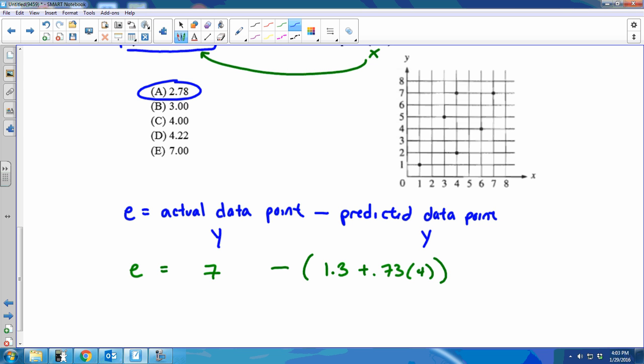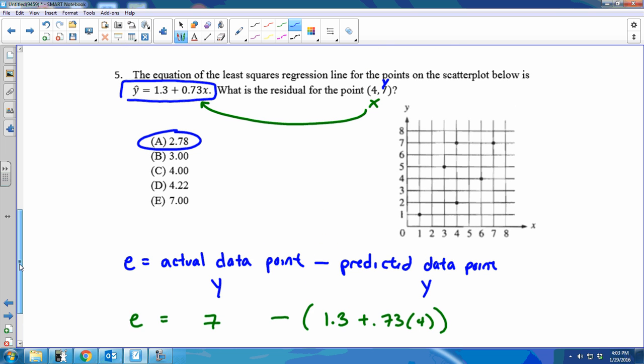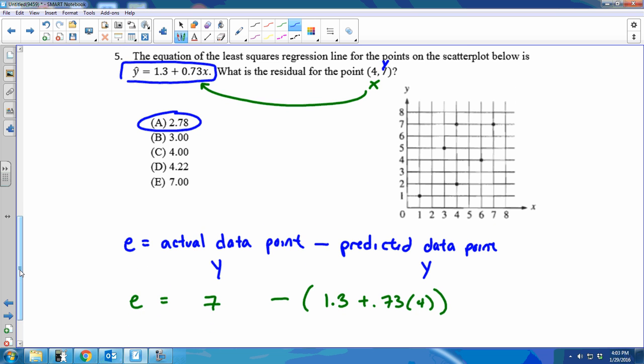So again, a residual is the actual data point that you have minus the predicted data point, which you have to get by substituting x into your model. That one's kind of confusing, but that's how residuals work.